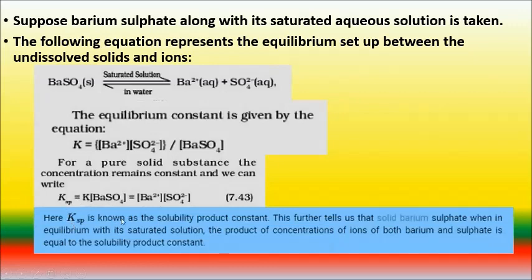Here the KSP is known as the solubility product constant. And this further tells that the solid barium sulfate, when in equilibrium with its saturated solution, the product of concentrations of the ions of both the barium as well as the sulfate is equal to the solubility product constant. So this is how we write the solubility product constant: KSP is equal to the ions product, that is the Ba2+ molar concentration into the molar concentration of SO4 2-.